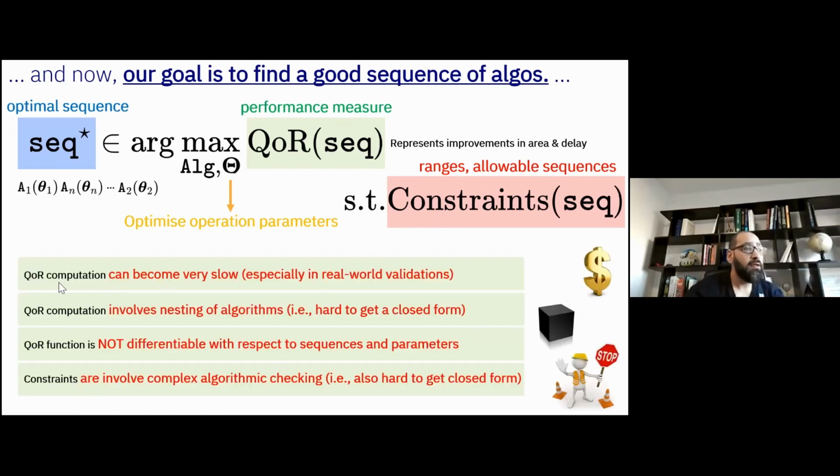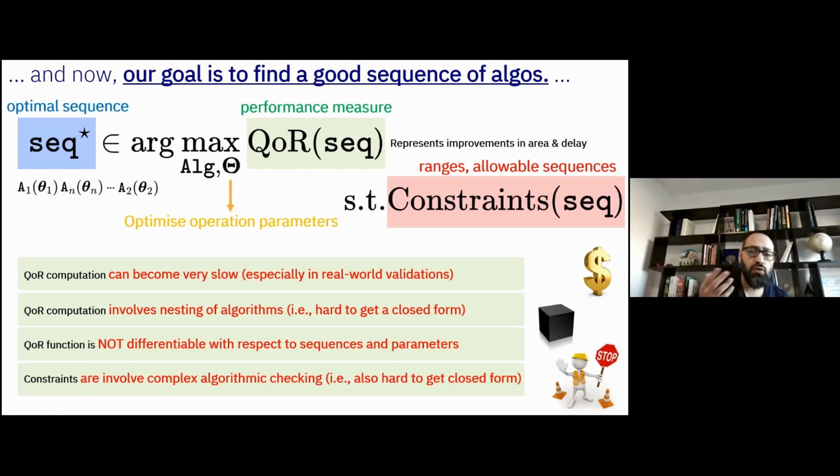Well, the QOR computation, so if you want to try one sequence, it is very expensive to do because in the real world, we have circuits with billions of nodes. So trying one sequence operation is extremely slow to do in real world validation. Two, as you see, when I apply those operations over and over again on my graph, I have a nesting of these C++ codes, because I do the first, then the second, then the third, and so on.